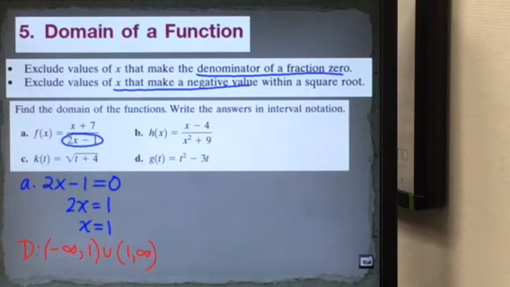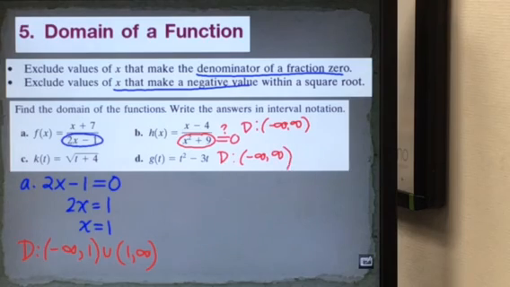For part B, this can never equal 0. There are no values of x that will make this 0 because it is being added by a positive number. So for B, the domain is negative infinity to infinity. Same thing for D.